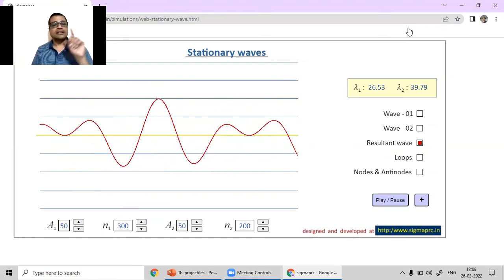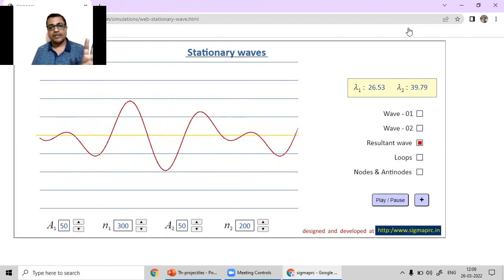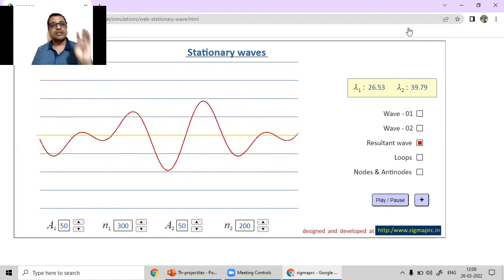Therefore, we say that a stationary wave is formed when two waves of same amplitude, same frequency, propagating in opposite directions superimpose each other. In the next class, we will look at the mathematics behind it and see how all this works out.